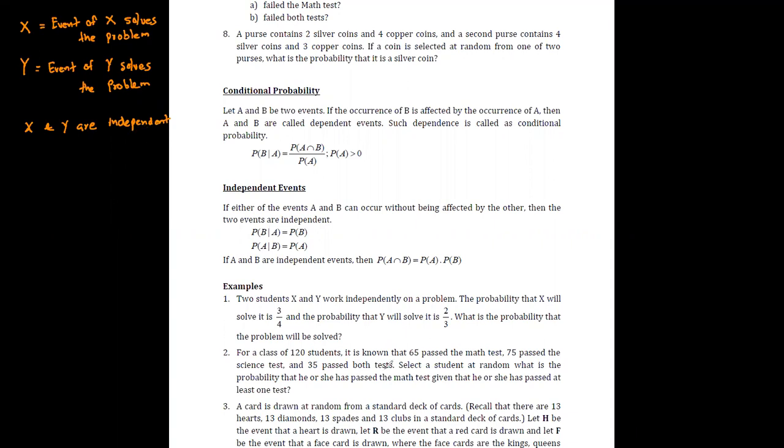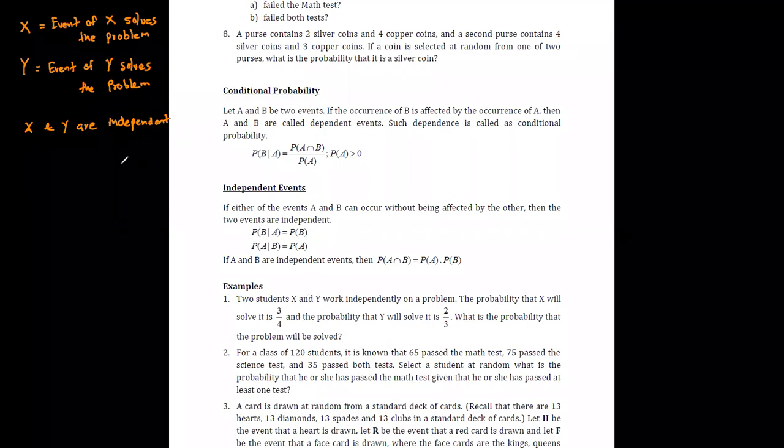Then here we need to identify the probability that the problem is being solved. To get the problem solved, it can be solved by X or it can be solved by Y, or else both of them can solve it. Therefore, in these three ways, we can get this problem solved. So here we need to calculate the probability that X or Y is solving this problem.